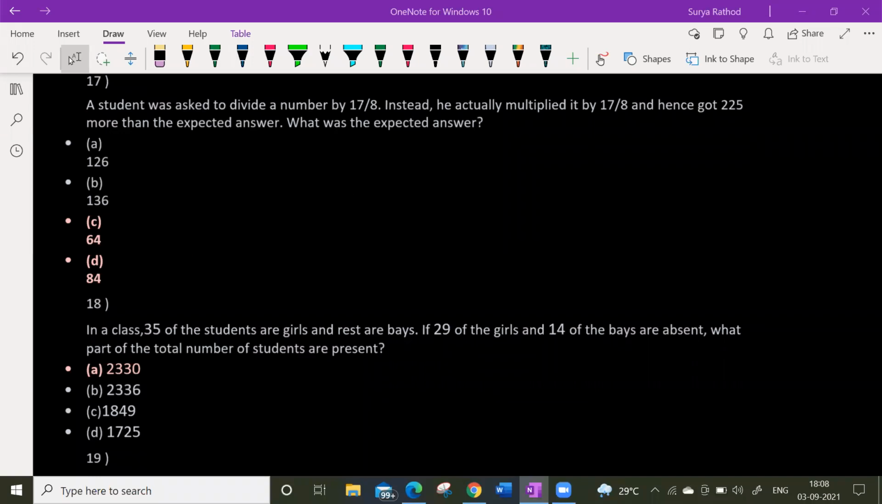Sir, is it 2.125? A student was asked to divide a number by 17 by 8. He actually multiplied by 17 by 8 and hence got 225, more than the expected answer. What was the expected answer? How many of you have got this question? Sir, I'm still doing it. Sir, 1 minute. Very simple, very simple.